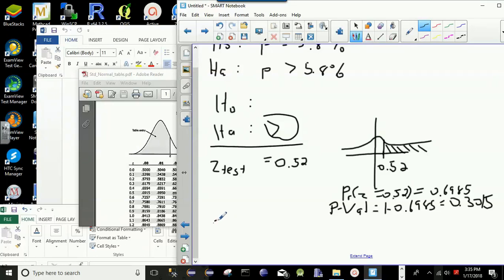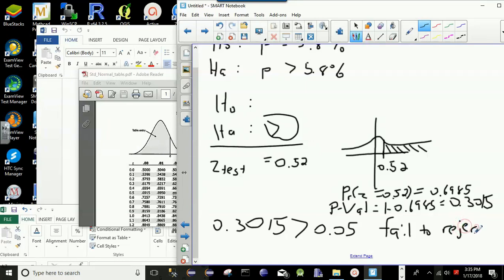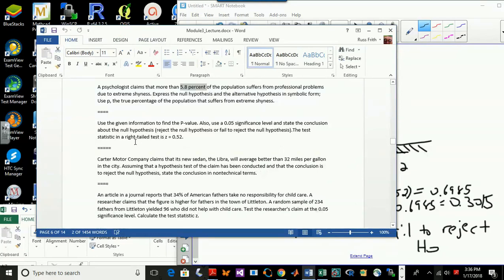So compare your p-value with alpha, but alpha was 0.05. So in this particular case, you fail to reject H naught. Remember, when your p-value is bigger than alpha, you fail to reject. But if p is low, then null must go. Okay, all right, so that's that particular question. What else do we have?